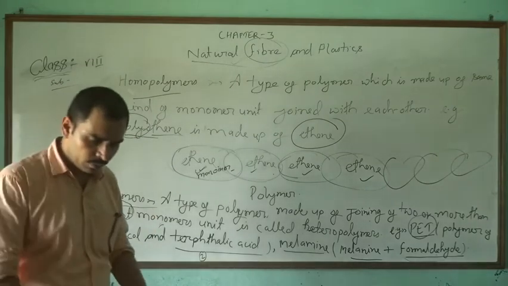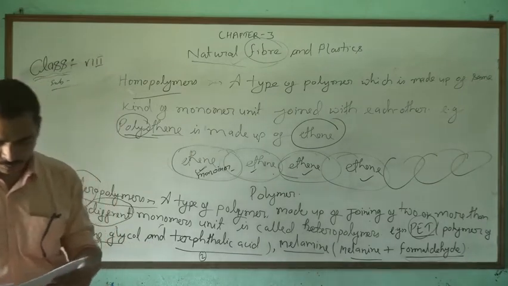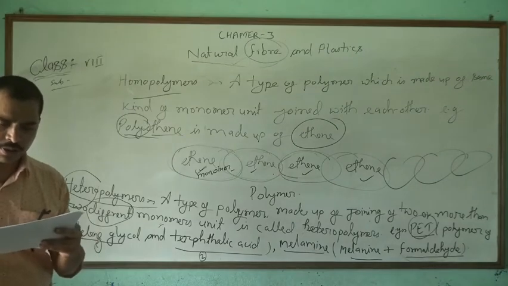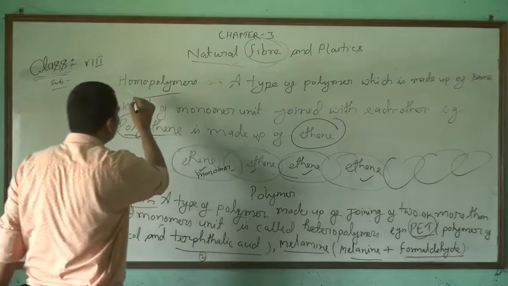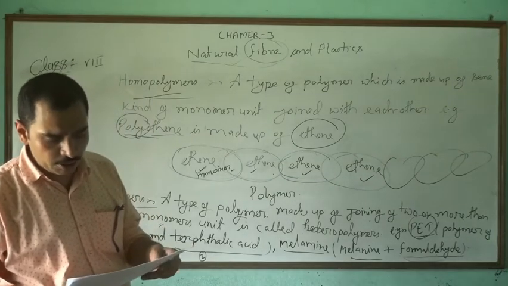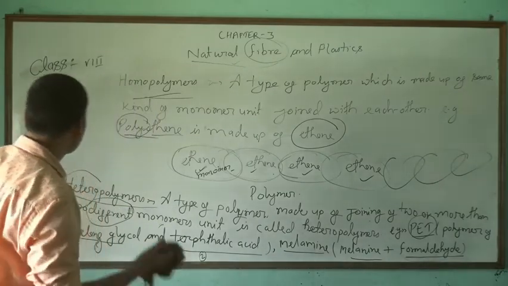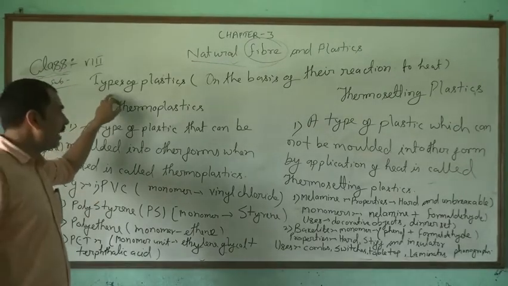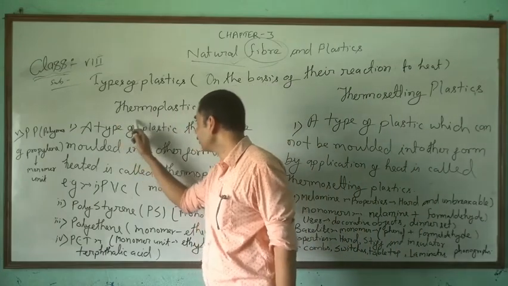Now we move to the other segment, the types of the plastic. This is one type which is based on the union of the monomer units. The other type we will study is on the basis of their reaction to heat. Now it is the type on the basis of their reaction to heat. There are two types of plastic on the basis of that.